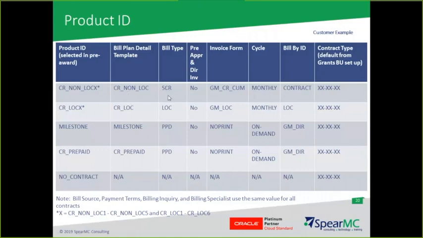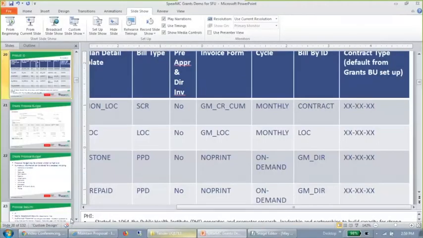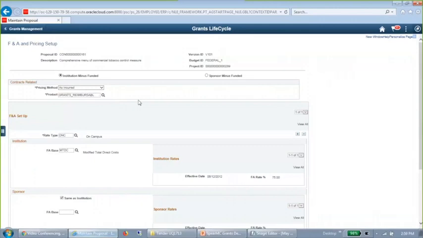How do I want to automatically approve invoices and have them ready for processing, or do I want to first review them? What type of form do I want my invoice to print on? What is the frequency of how often I'm billing? And bill by ID, very important once we get over to billing. How do I want to split my invoices? So that product right there is very, very important for defaulting how you want to set up your contract.